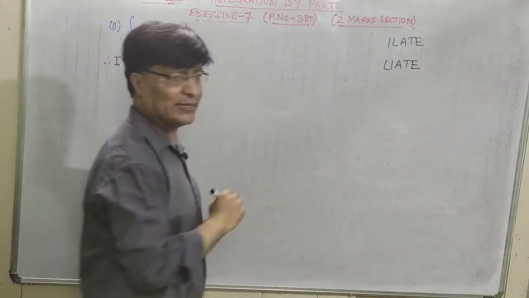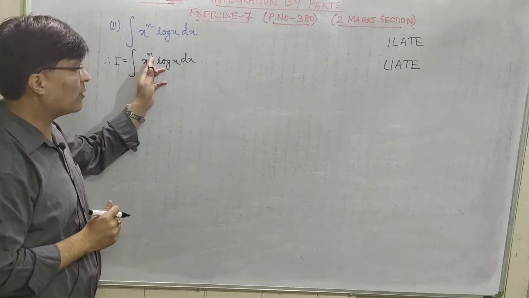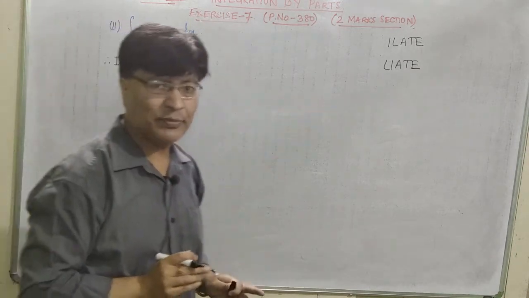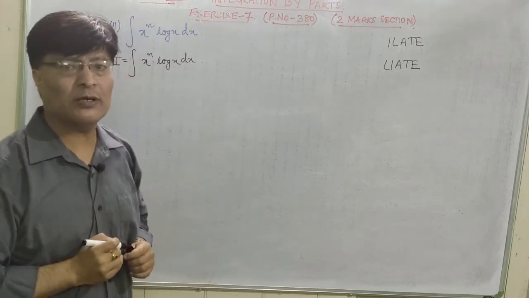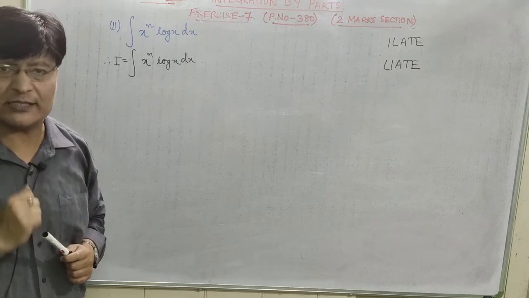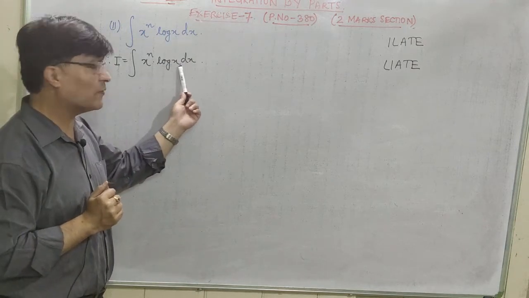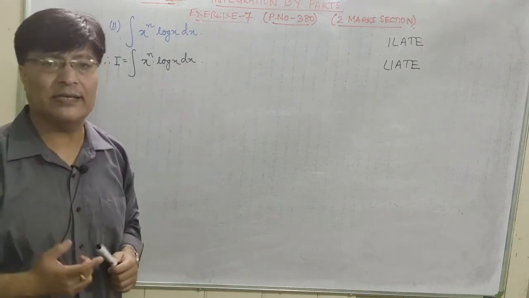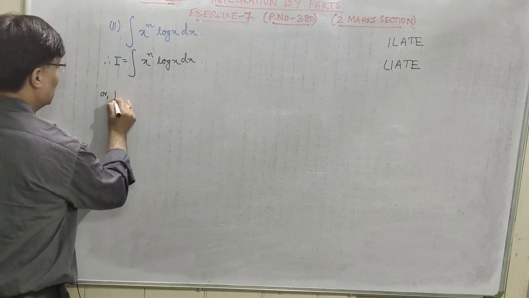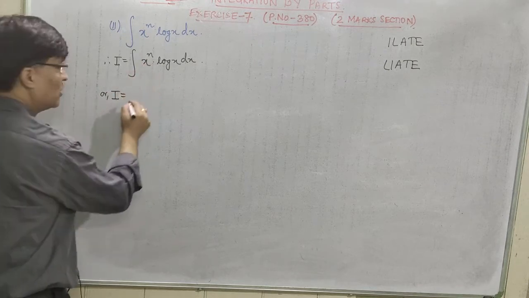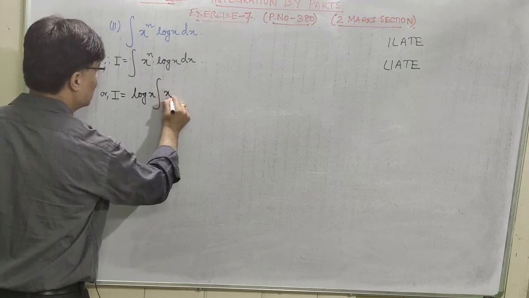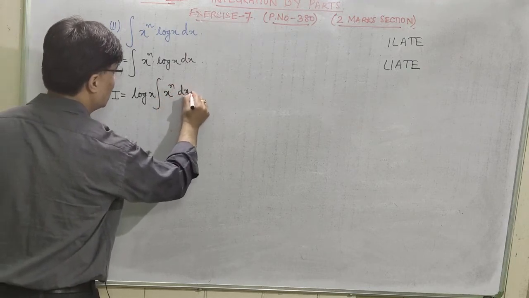So in this case, we have x to the power n as the algebraic function and log x as the logarithmic function, L and A. So which letter comes first in the word LIATE or ILATE? L comes first, that is the logarithmic function comes first. Okay, so log x is the first function and x to the power n is the second function. Is that clear? So let us use integration by parts here. So which is the first function here? Log x. It is taken outside, integral sign x to the power n dx.